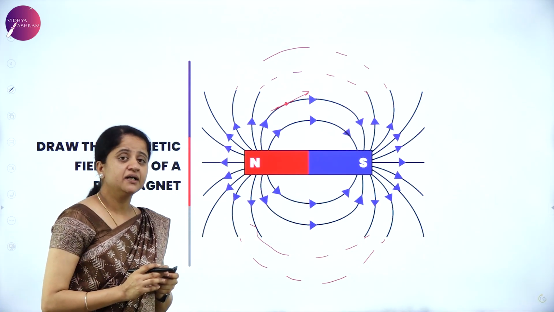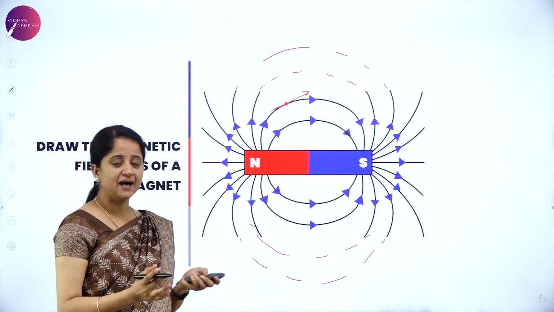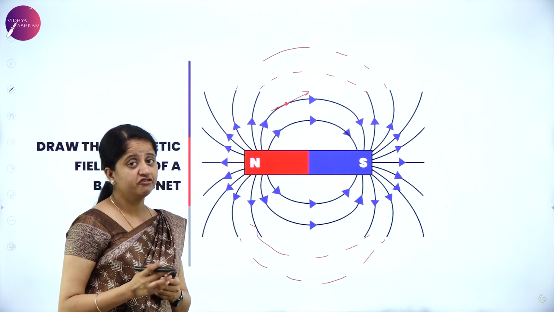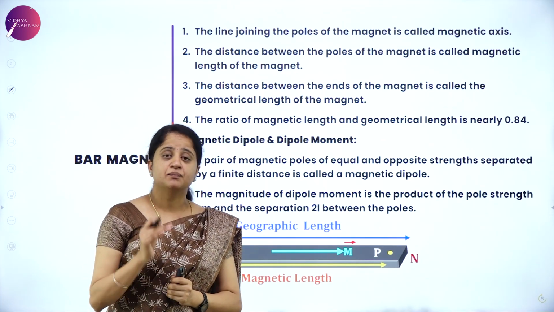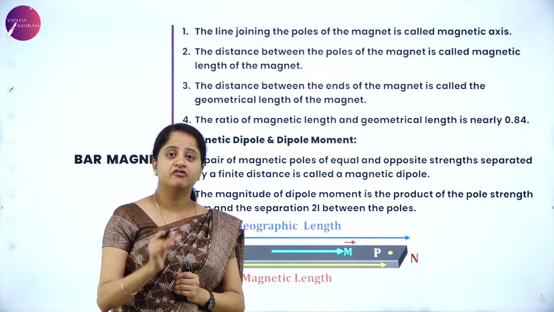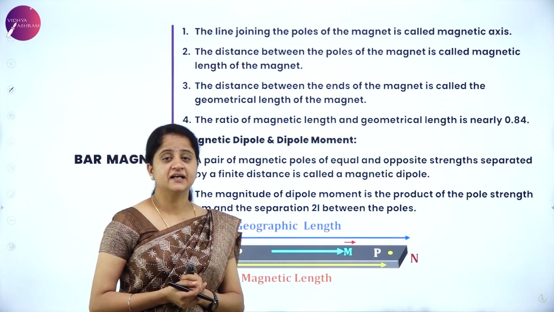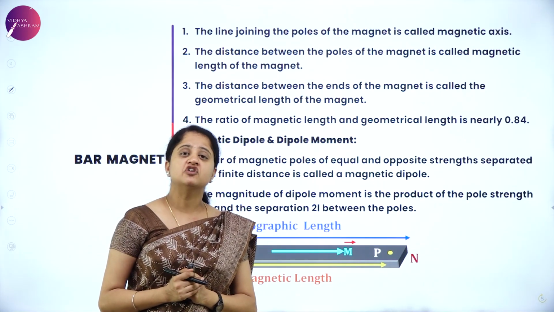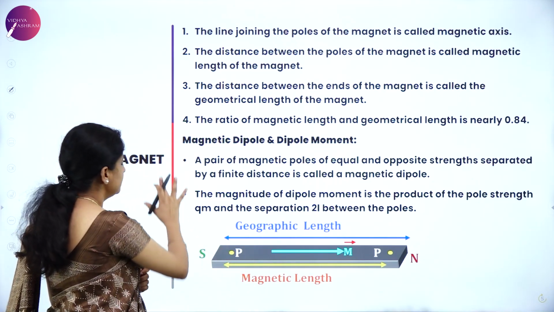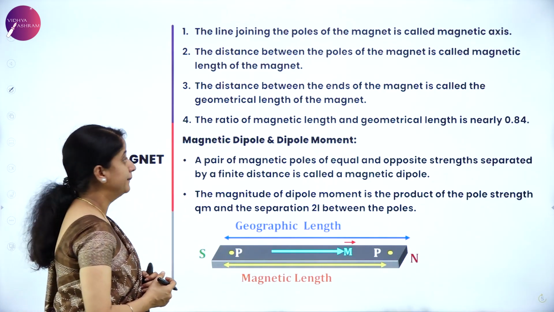Let us now learn more properties of a bar magnet. What are the characteristics of a bar magnet? The bar magnet is the most commonly used form of artificial magnet. It can be rectangular or cylindrical in shape. The bar magnet can also be used as a solenoid. So let us learn more things about the bar magnet.